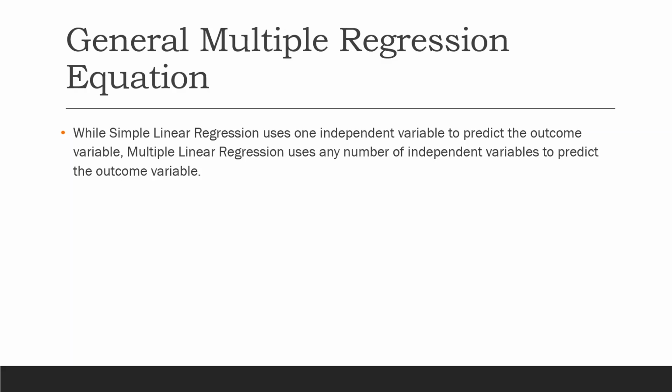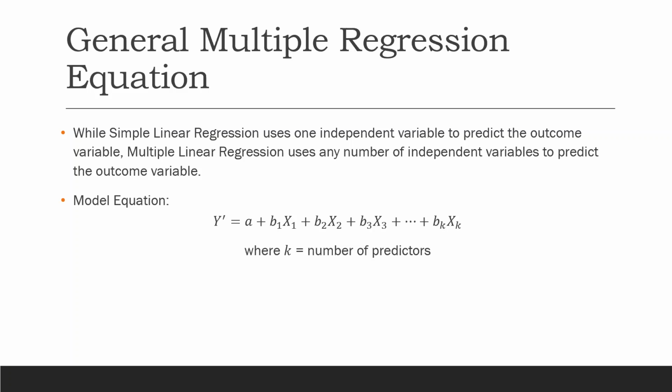While simple linear regression uses one independent variable to predict the outcome variable, multiple linear regression actually uses any number of predictors, or any number of independent variables, to predict the outcome. So the difference between simple linear regression and multiple linear regression is that we can have multiple predictors, which means our model equation is a little bit more complicated.